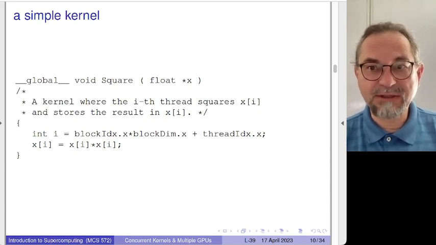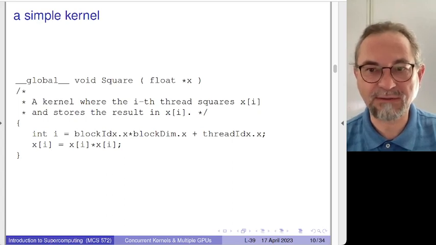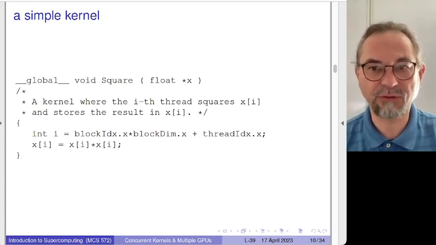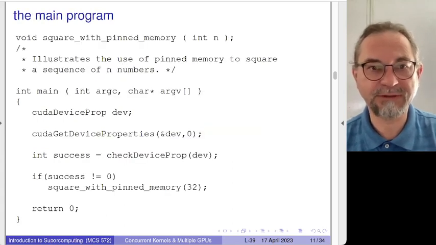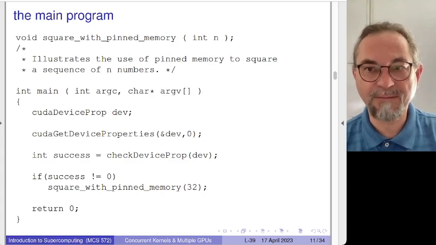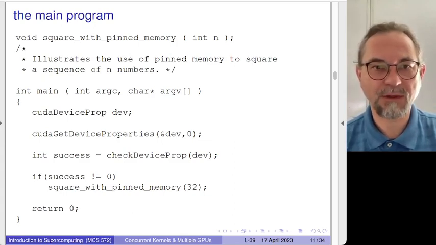Typically, the block dim is a multiple of 32. So this can be executed on a very large number of threads. But we will just run it on one block of threads. We just want to figure out whether the pinned memory works.